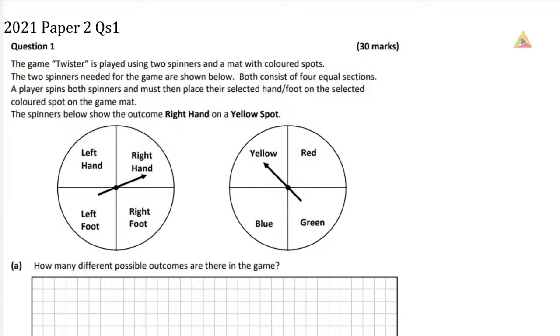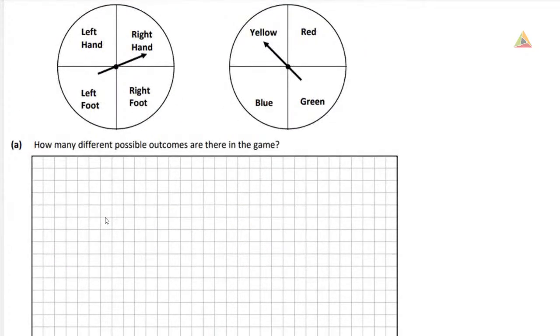So it tells me that there are 4 equal sections, and that's telling me that they're all equally likely. So on the second spinner, I'm equally likely to get a yellow or a red or a green or a blue. So there's no bias here. And on the first spinner, equally likely to get the left hand, the right hand, the right foot, or the left foot. So the first thing says, how many different possible outcomes are there in the game? That's not a probability. It's asking me how many outcomes can there be.